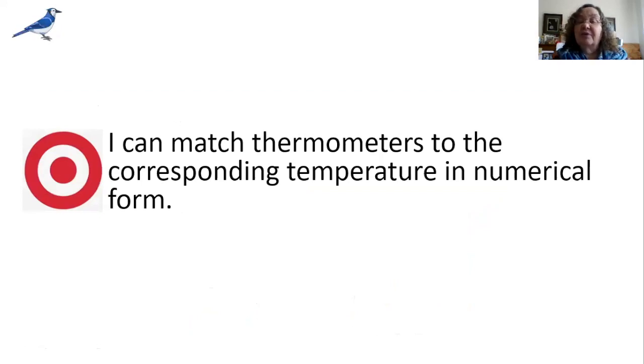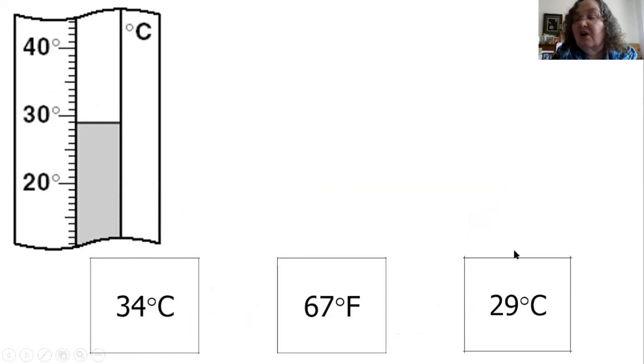Okay, let's go through our learning target again. I can match thermometers to the corresponding temperature in numerical form. So we're just matching what we see on the thermometer to the numbers. Here's one of the cards, and first I need to know what increments it is. So I'm going to get my pointer here, and let's count.